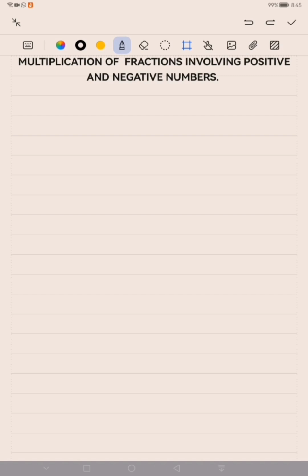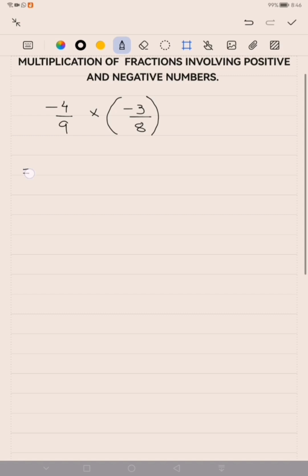Today we are going to learn how to multiply fractions having positive and negative signs in them. Fractions in which positive and negative numbers are involved. Let's start off with our example. If we have a fraction minus 4 over 9 multiplied by minus 3 over 8.